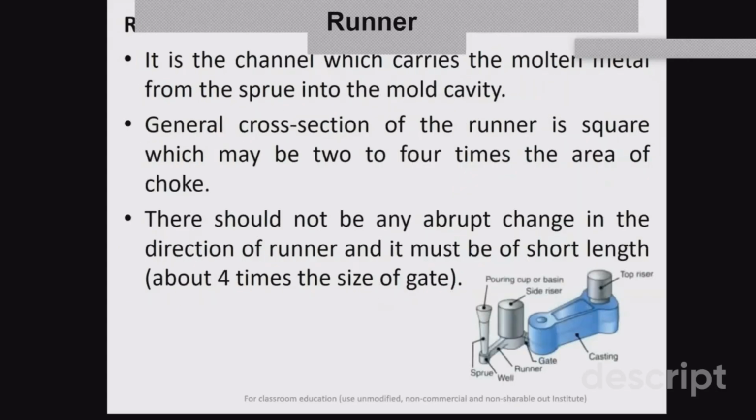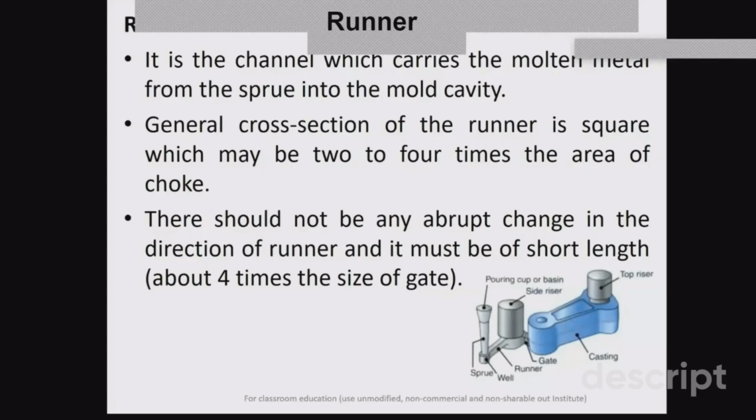And after this, the channel through which the molten metal flows is known as the runner. This is the channel which carries the molten metal from the sprue into the mold cavity, and generally the cross section of the runner is taken as square, and it may be 2 to 4 times the area of the choke, depending upon the gating ratio. The gating ratio we'll discuss in some next slides. As of now, you should remember that this is a general rule: the runner cross section should be taken as 2 to 4 times the area of the choke.